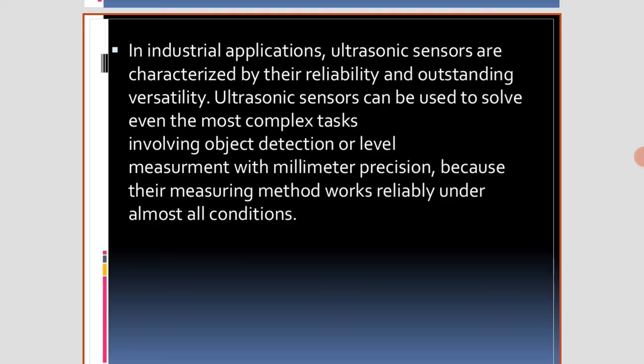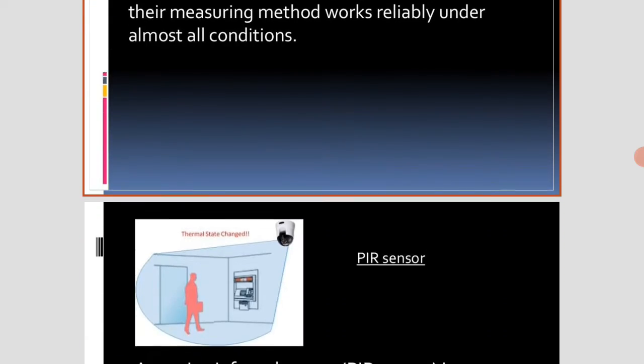In industrial applications, ultrasonic sensors are characterized by their reliability and outstanding versatility. Ultrasonic sensors can be used to solve even the most complex tasks involving object detection or level measurement with millimeter precision because their measuring method works reliably under almost all conditions.